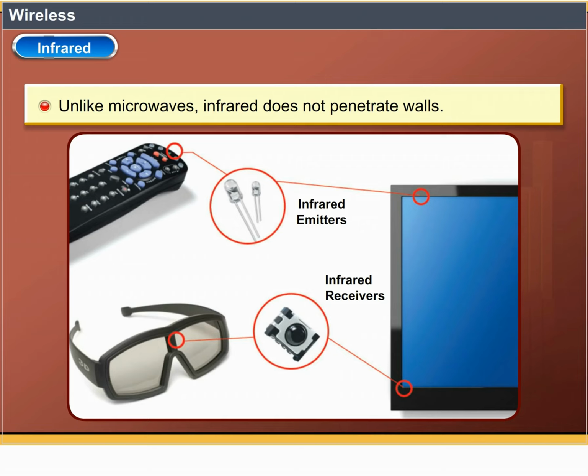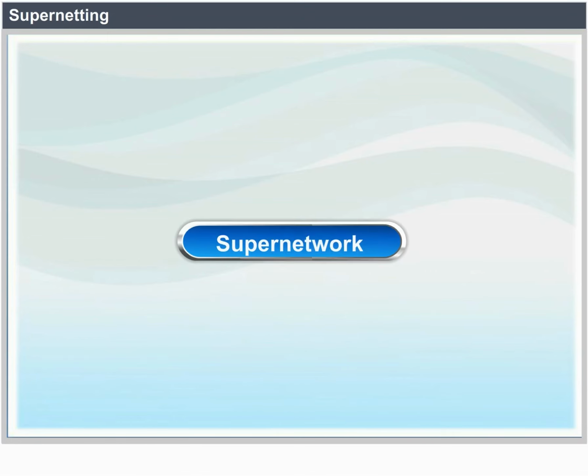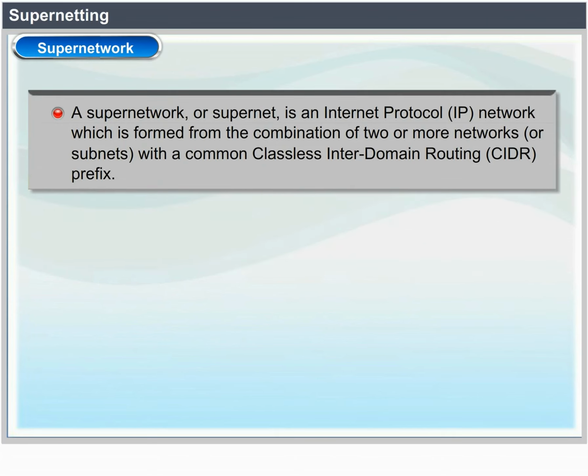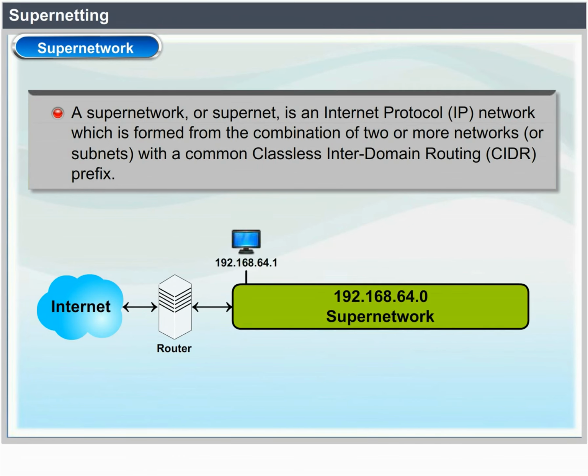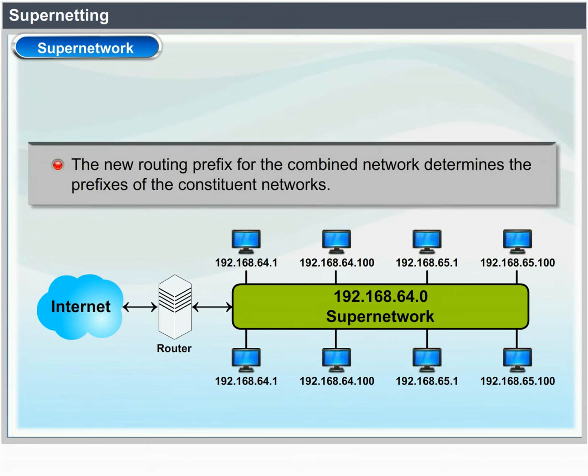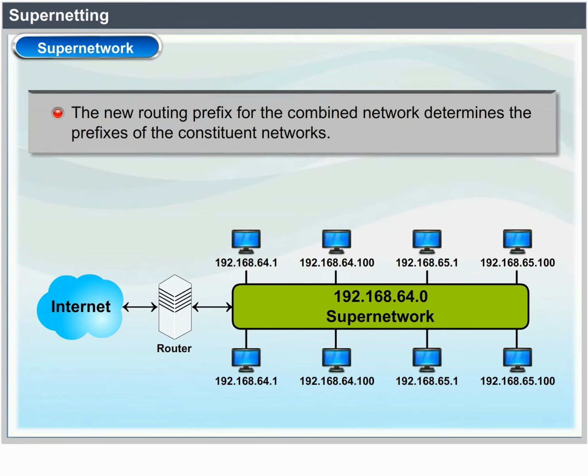Supernetting. A supernetwork or supernet is an Internet Protocol or IP network that is formed from the combination of two or more networks or subnets with a common classless interdomain routing, that is CIDR, prefix. The new routing prefix for the combined network aggregates the prefixes of the constituent networks.